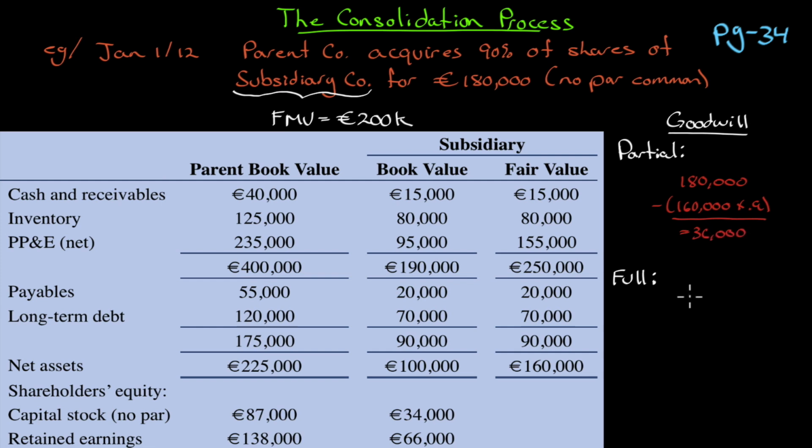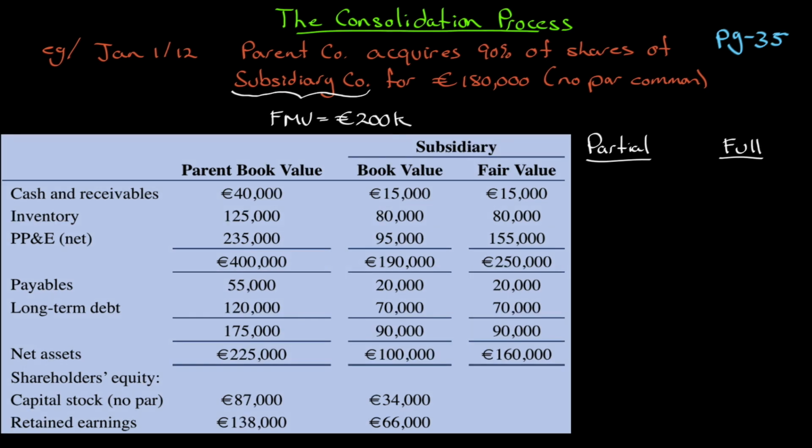For full goodwill, you're looking not at the amount that you bought, but the implied value of the whole company, which is 200,000. And you're going to subtract the fair value of the assets unadjusted, and we will get 40,000. So partial goodwill will recognize 36,000. Full goodwill will recognize 40,000. There's a difference of 4,000 between the two. So that difference of 4,000 should filter down to the difference between non-controlling interest. There should be a difference of 4,000 there, and let's see if that actually happens.